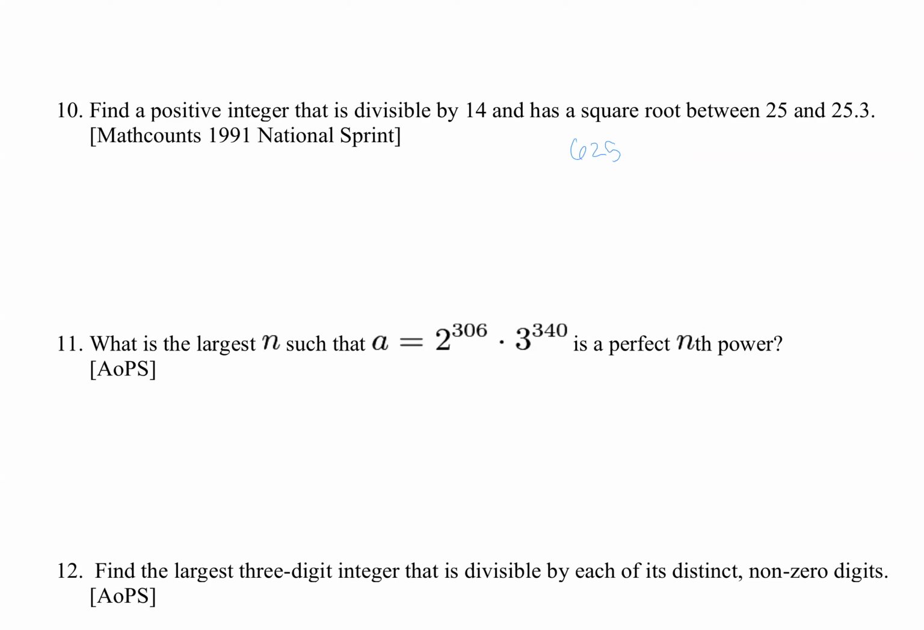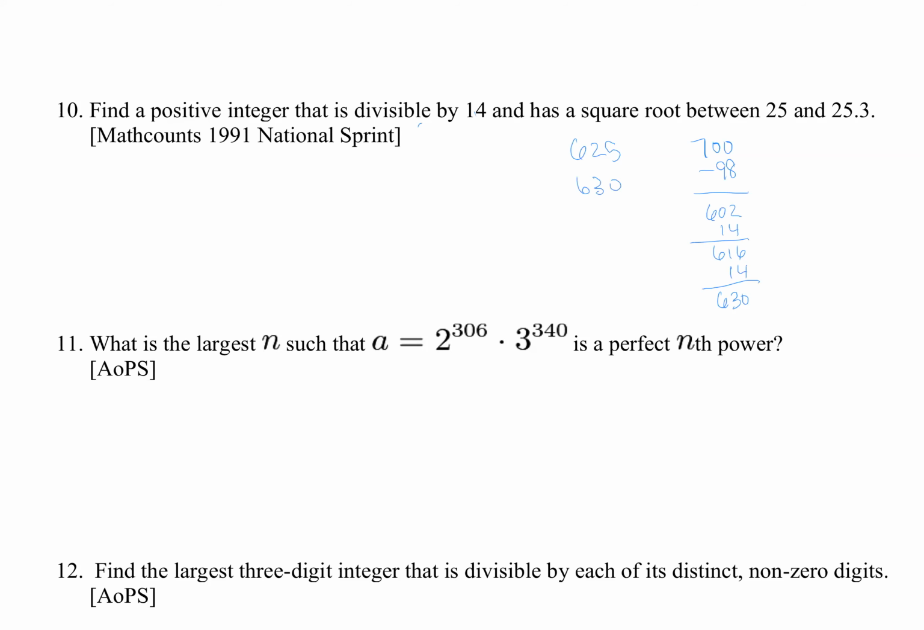So then let's find a positive integer that is divisible by 14, right? And we know that 700 is divisible by 14. And then we know that 98 is also divisible by 14, so we know that 602 is divisible by 14. Adding 14 to this, we get 616, which is still less than 625, so we add another 14 to get 630.